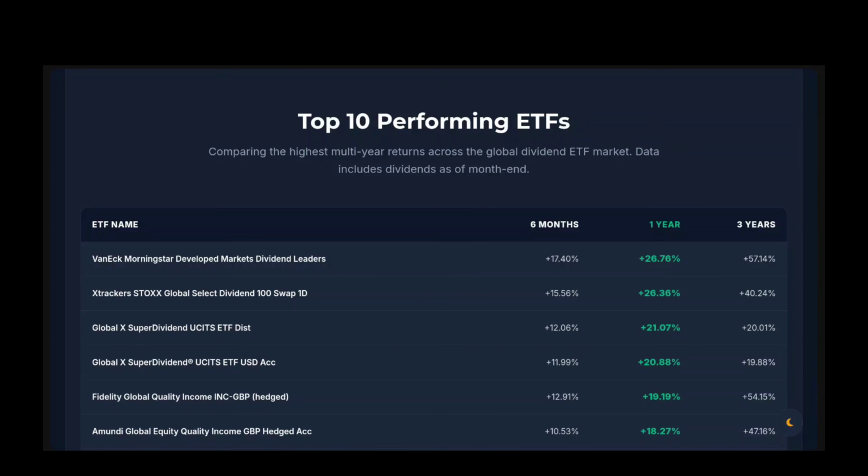40.24%. Followed by the Global X Super Dividend UCITS ETF distributing at 12.06%, 1 year was 21%, and 3 years has been 20%. Now, the accumulating version has also appeared on the list, and that is 6 month at 11.99%, 1 year at 20.88%, and 3 year at 19.88%. So they'll naturally be fairly close to each other.